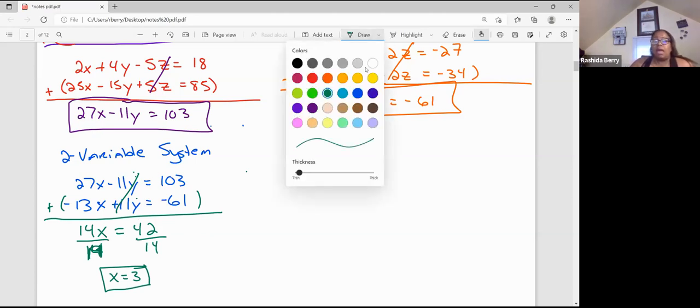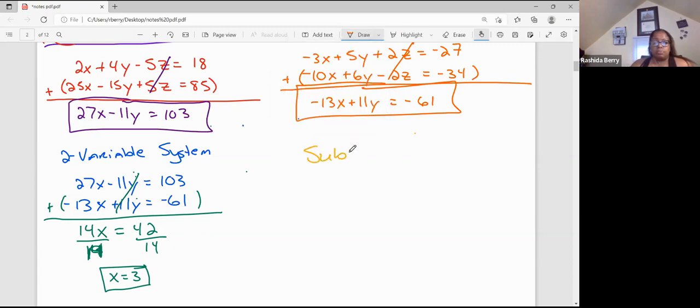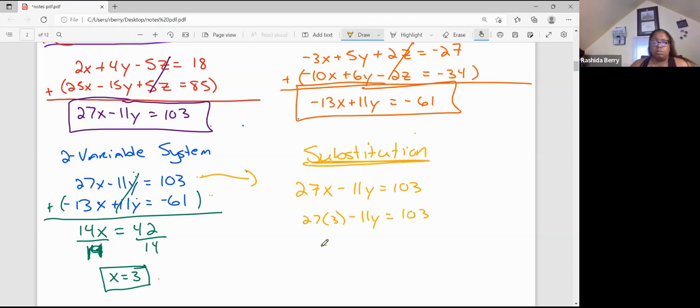So now that we have one of the variables, we start the substitution process. Substitution. Our first step of substitution is going to be plugging into one of the two variables because we only have one of the two. I'm going to go positive at all times. So 27x minus 11y equals 103. So 27 times 3 minus 11y equals 103. That is 81 minus 11y equals 103.